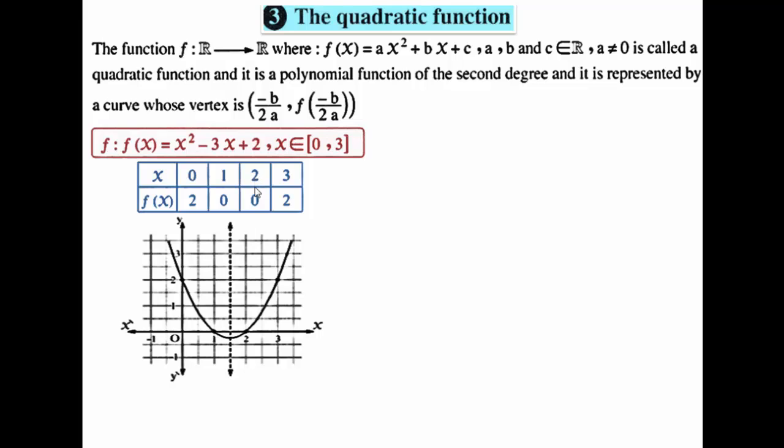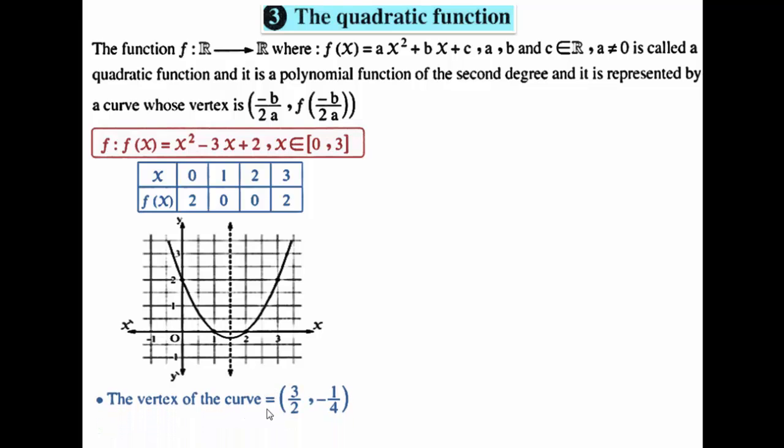The third one, 2 and 0. Also 2 on the x-axis, and let it be as it is on the x-axis. And the last one, 3 and 2. 3 on the x-axis and 2 on the y-axis. The point will be here. Then join these points by hand to get this drawing.